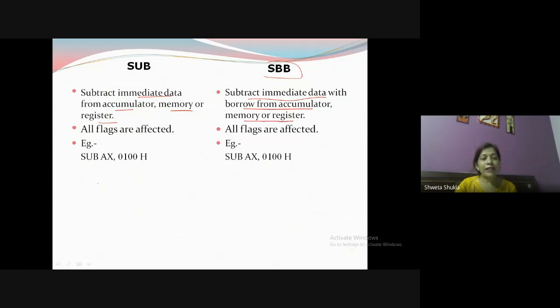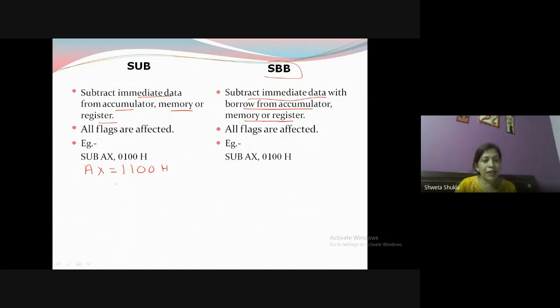For example, if it is given SUB AX, 0100, the example is the same. So let us suppose we have taken AX as 1100H.